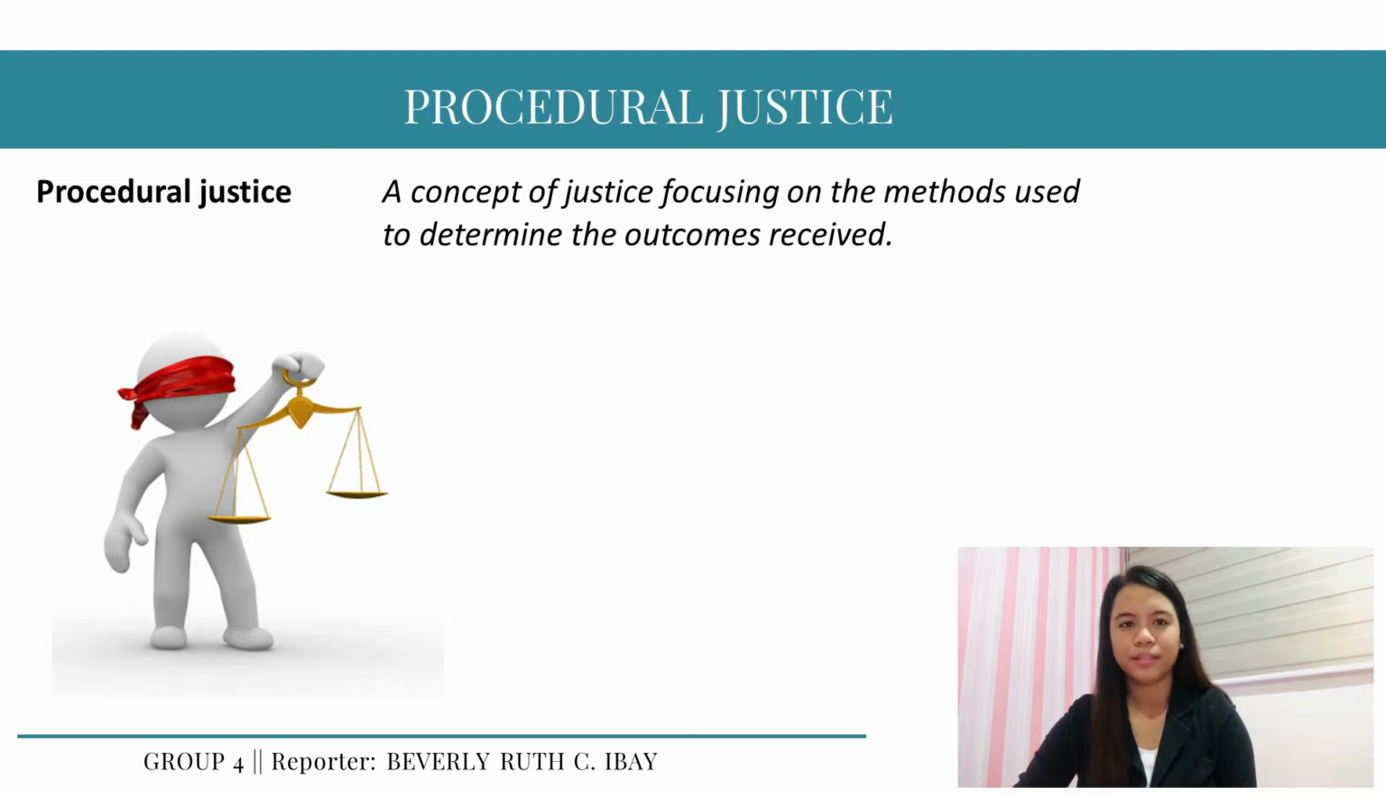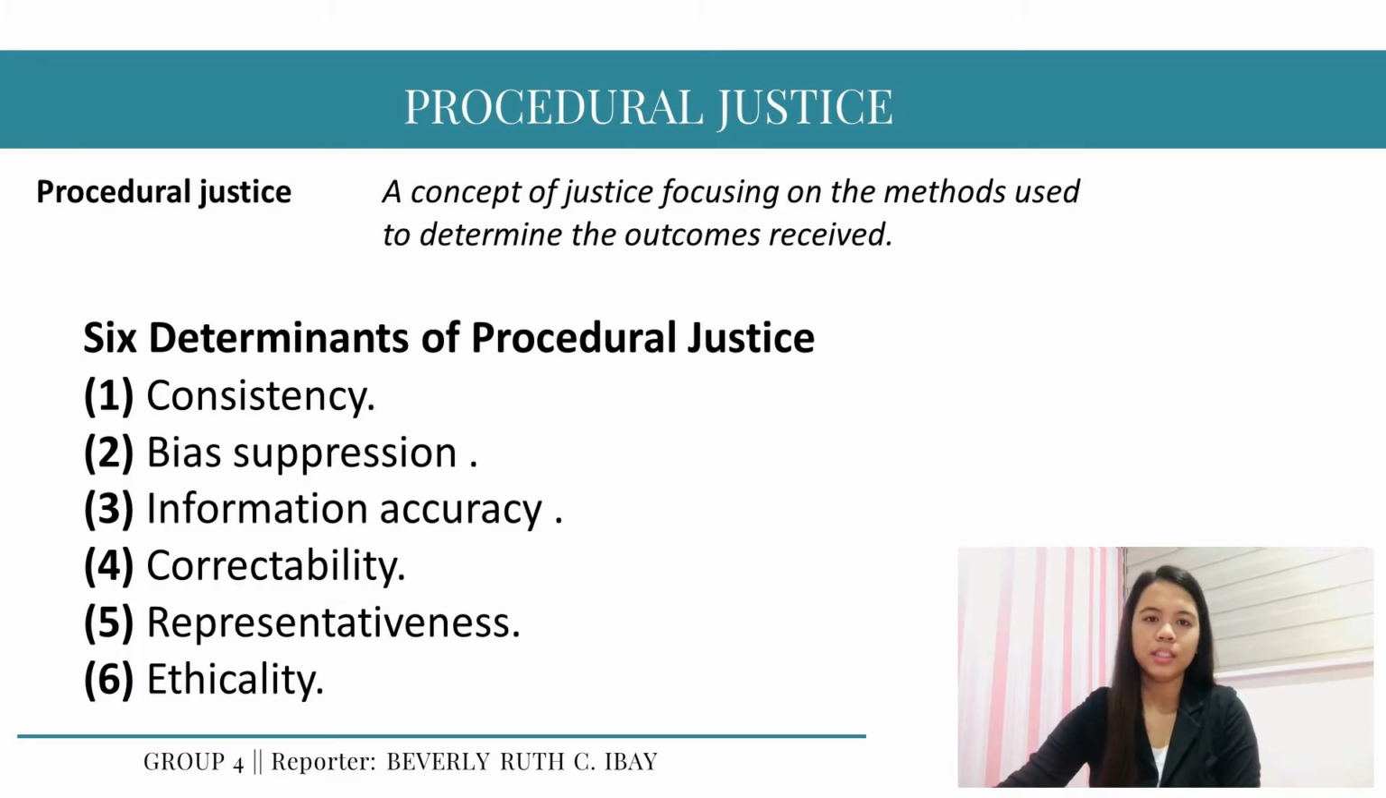So in procedural justice, there are 6 determinants. These 6 key principles determine whether people perceive procedures as being fair. First, consistency. The procedures should be applied consistently across time and other persons. Second, bias suppression. The procedures are applied by a person who has no vested interest in the outcome and no prior prejudices regarding the individual.